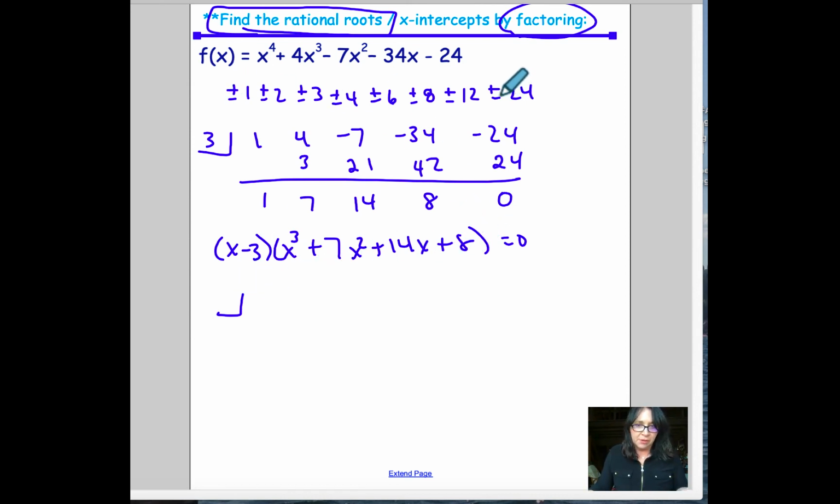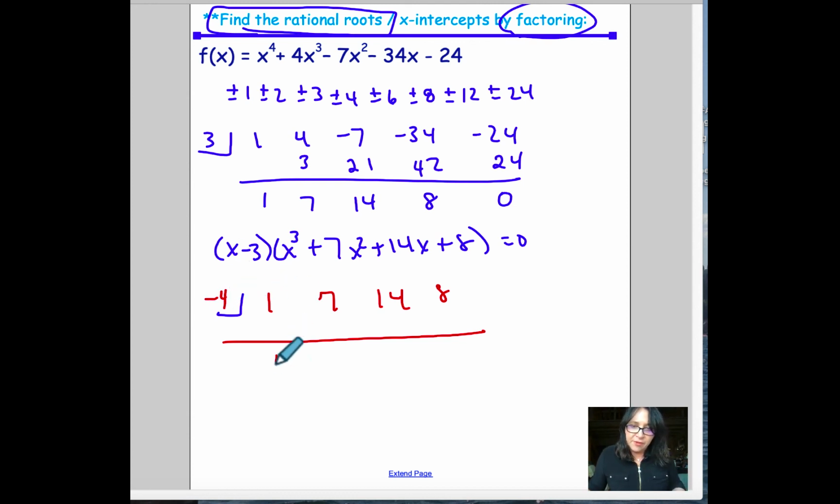So I'm going to try factors of 8. This is done up on top. I'm going to try factors of 8. So I'm going to try, and notice 1, 7, 14, and 8. You guys see? These are all positive, which means that I need to have a negative value in here. So I'm going to try -4. And so we've got 1, -4, 3, -12, 2, -8. I am lucky today.